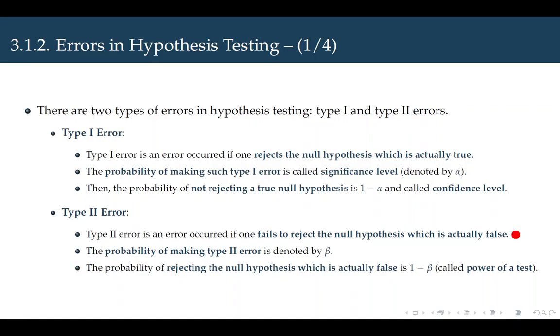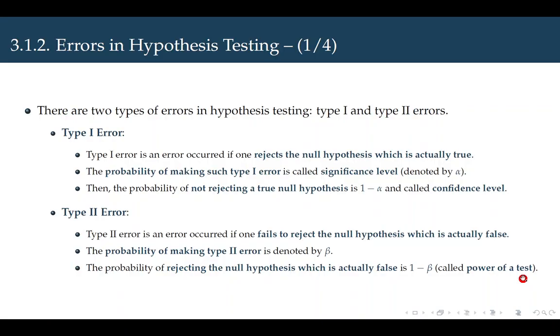Type 2 error is not rejecting a false null hypothesis. The null hypothesis could be false, but if it is not rejected, then we are committing type 2 error. The probability of making type 2 error is usually denoted by the Greek letter beta. So if the probability of not rejecting a null hypothesis which is actually false is beta, then the probability of rejecting the null hypothesis which is actually false is 1 minus beta. And this 1 minus beta is called the power of a test.